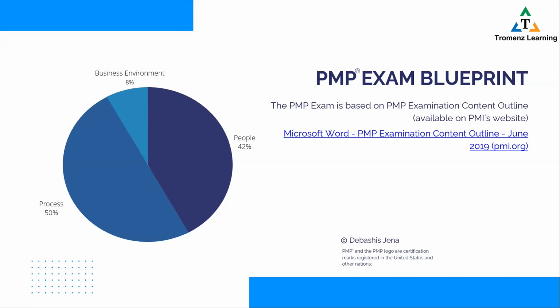Okay, so the questions are divided into these three domains: business environment, which makes up 8% of the questions, and then people and process. People make up 42% of the questions, and process makes up 50%. So that's the weightage, just for information.